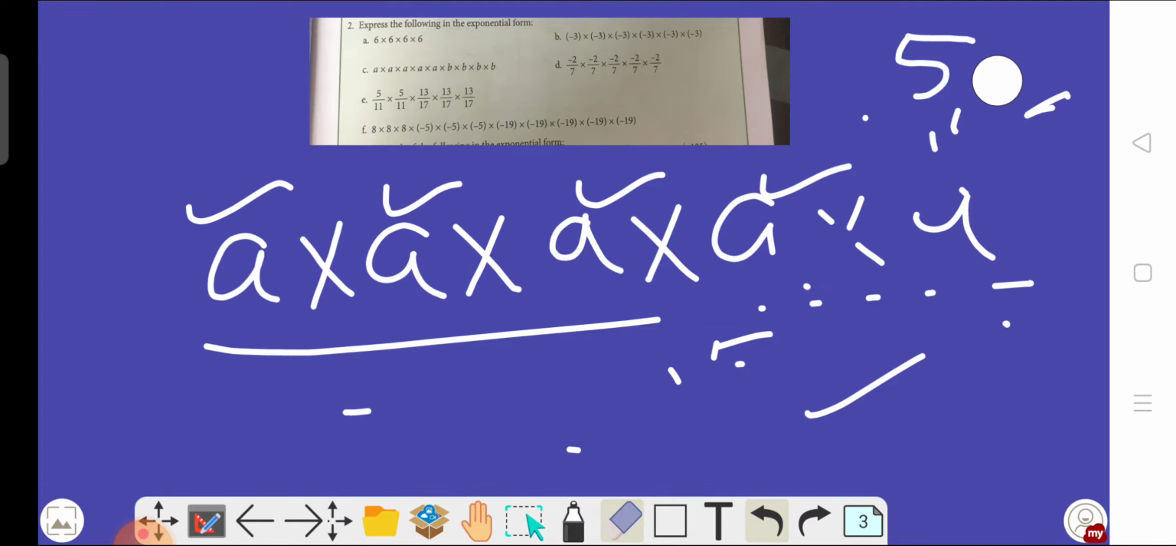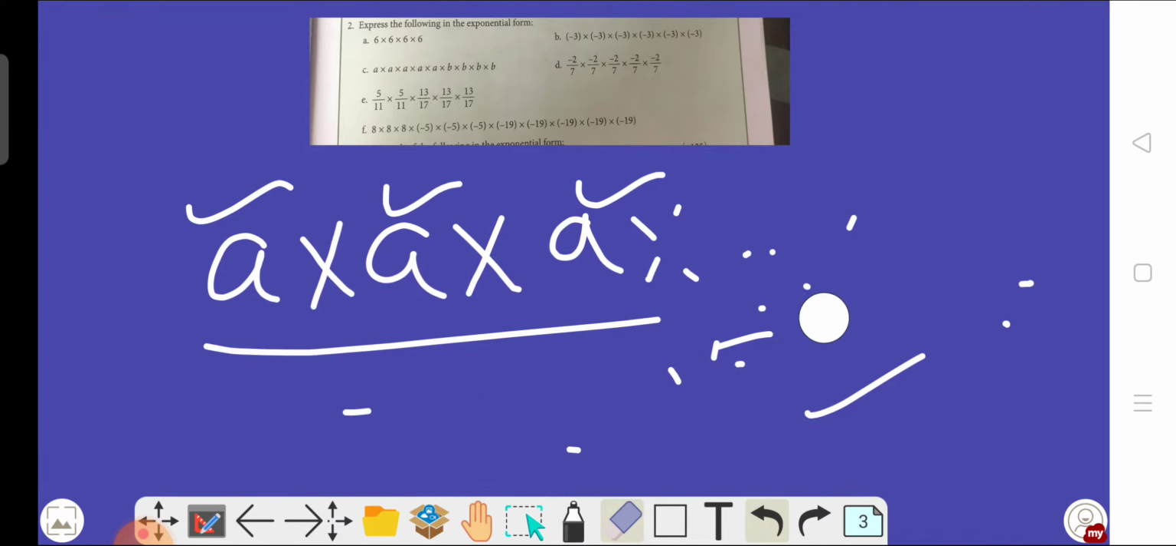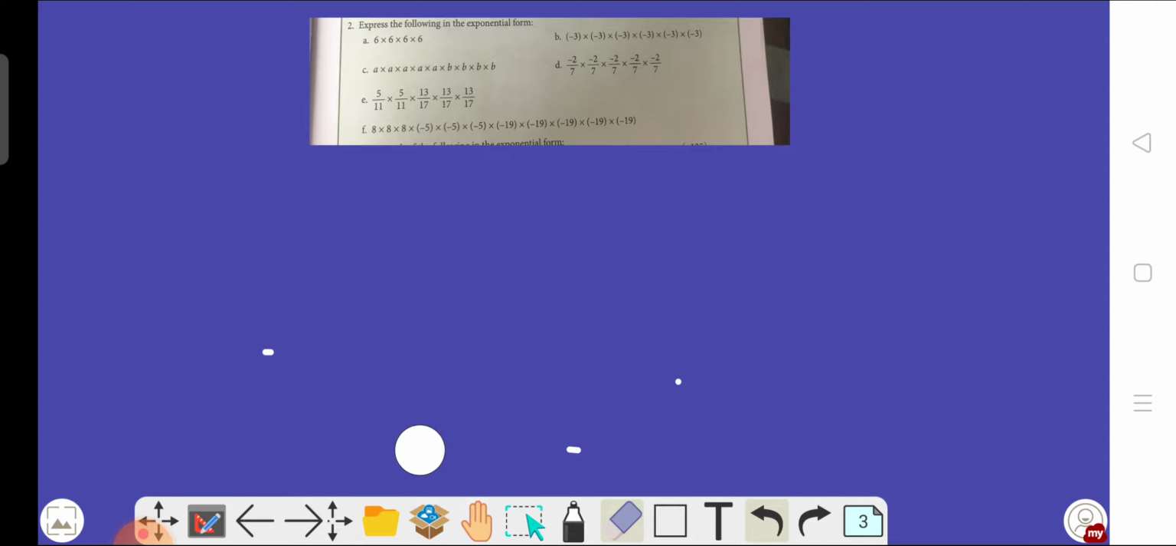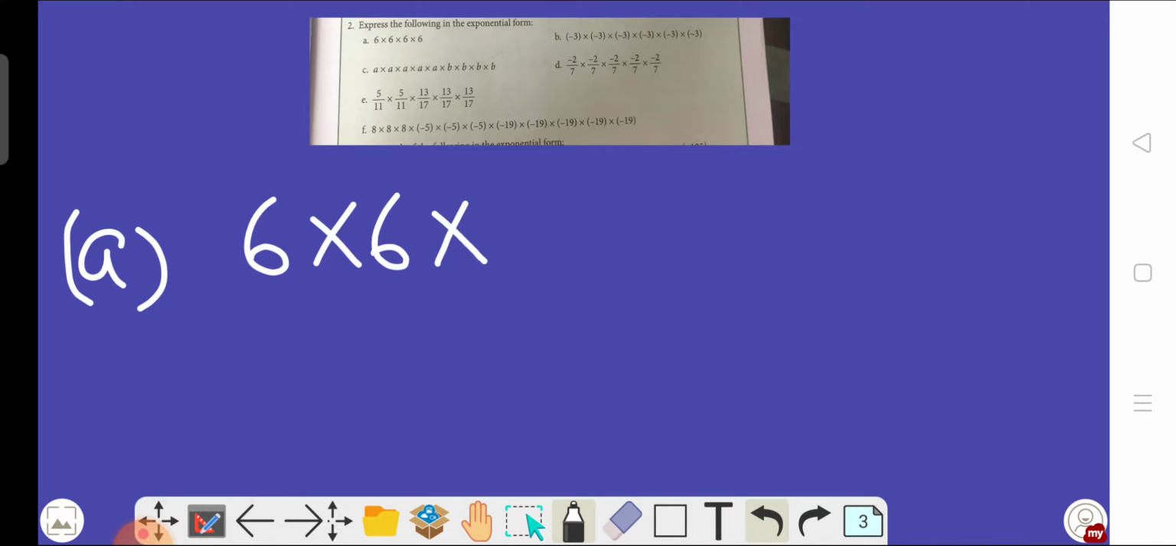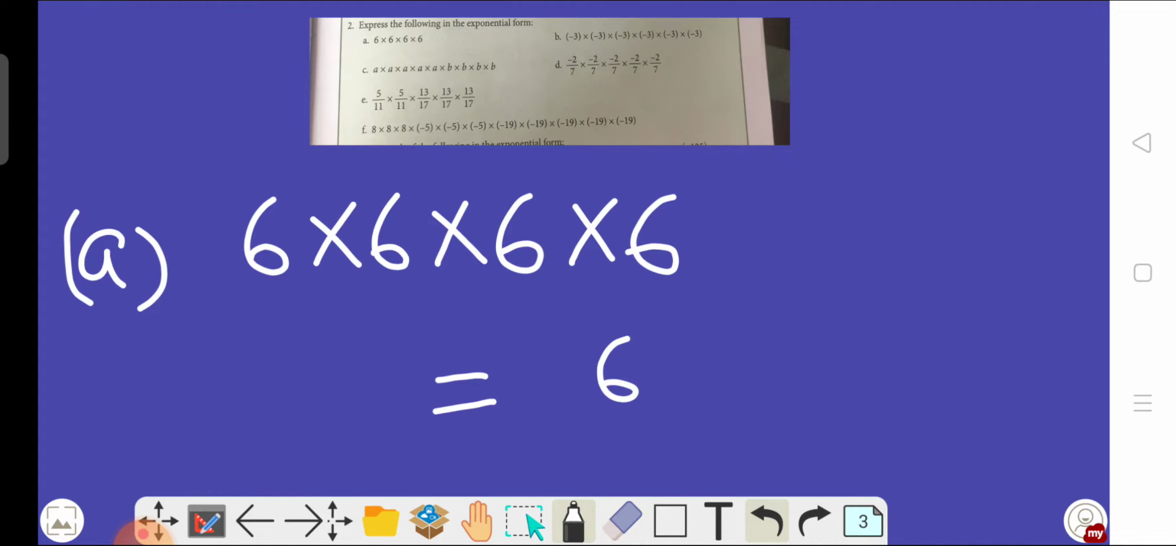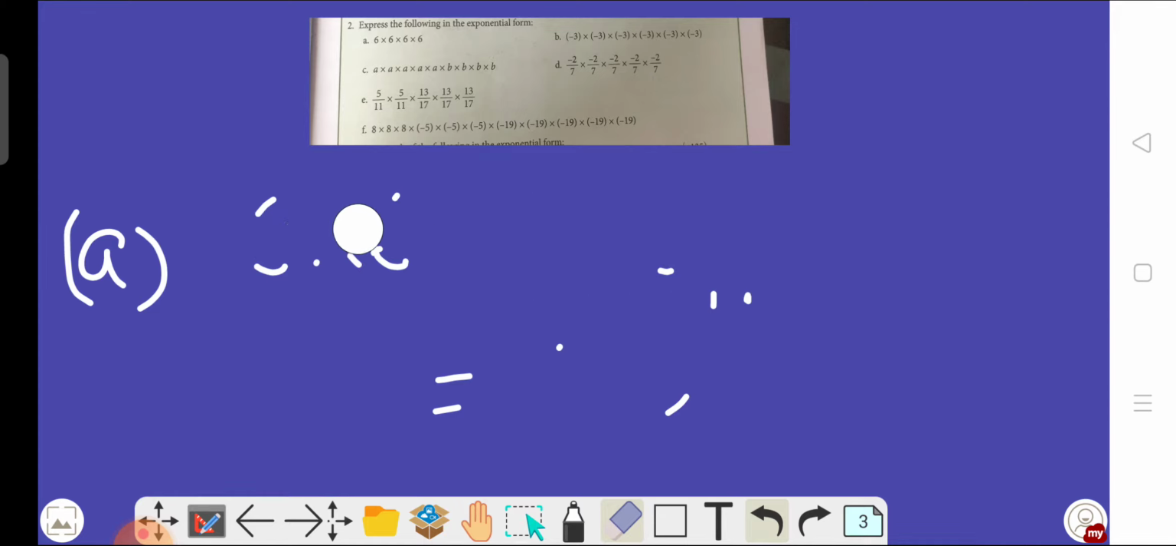So the a part of question number second is 6 multiplied by 6 multiplied by 6 multiplied by 6. How many times is it repeated? 4 times. Firstly, we have to count how many times the given number is repeated. 1, 2, 3 and 4. So the exponential form is equal to 6 raised to the power 4. This is the exponential form of the a part. Clear?